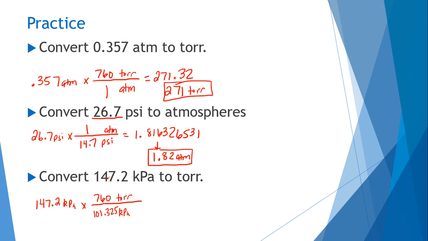Notice here that both of these numbers, there's a number on top and there's a number on bottom. And so when you throw this in the calculator, you're going to take 147.2 times 760, and then you're going to divide it by the 101.325 since it's on bottom. When you do this, you get 1,104.090797. We're going to keep 4 sig figs, so 1104 torr would be our final answer.